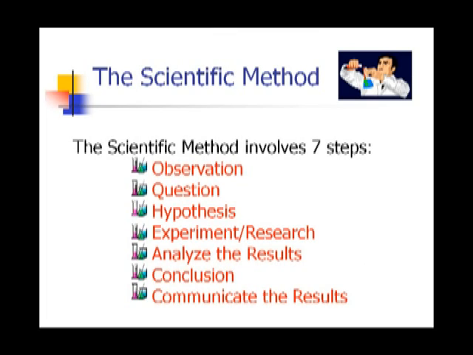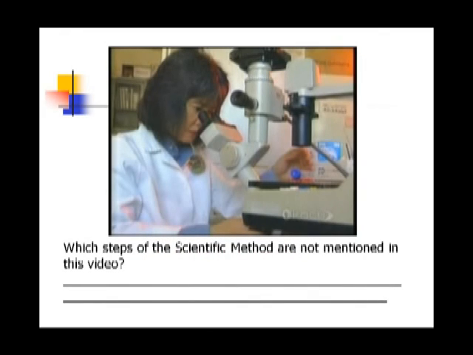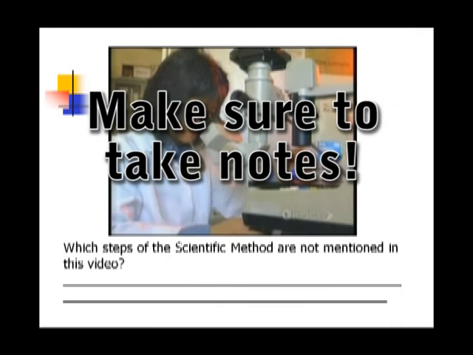And then you write up that conclusion and you communicate the results with others. They must know how smart you are. They must know, and you must share. That is all what science is about. Which steps of the scientific method are missed here? She misses a couple of steps. See if you can tell which ones and write them down here at the bottom.